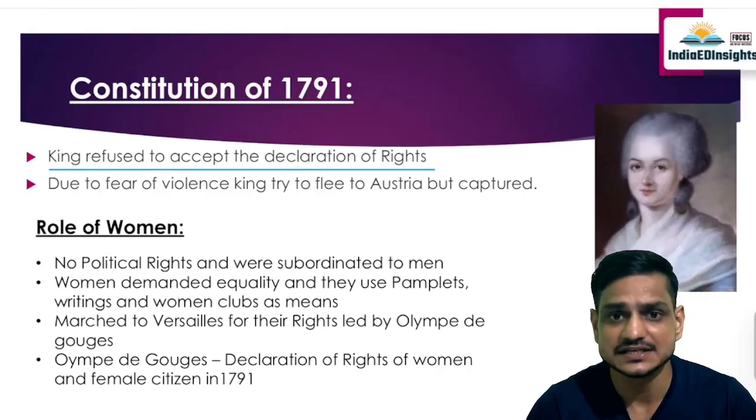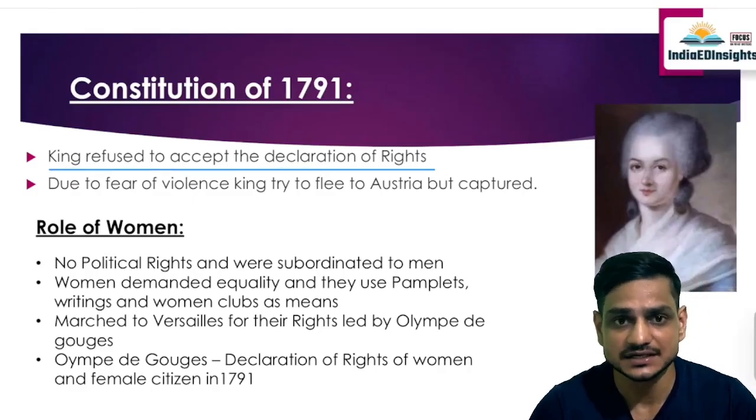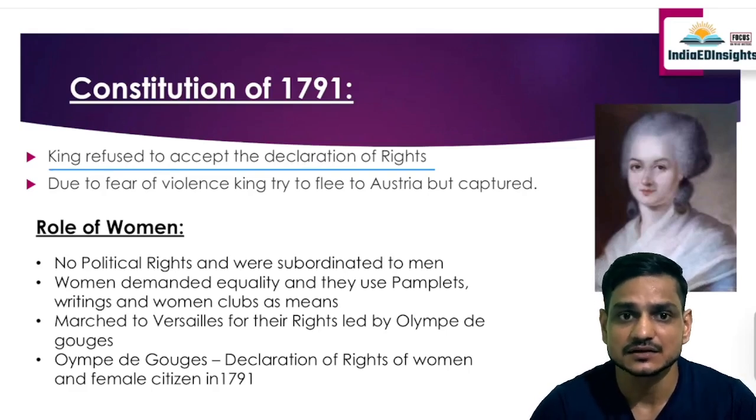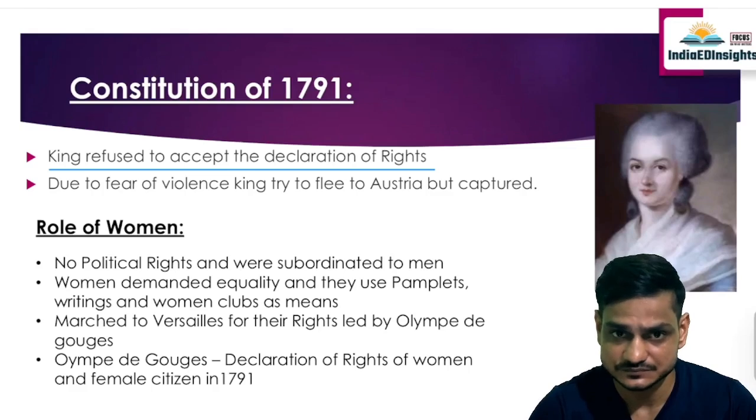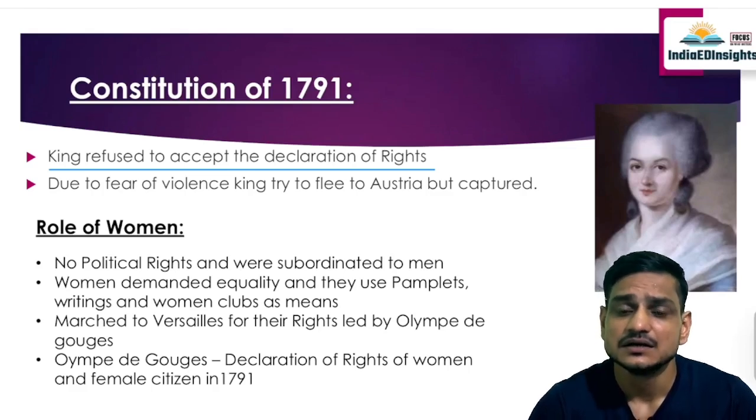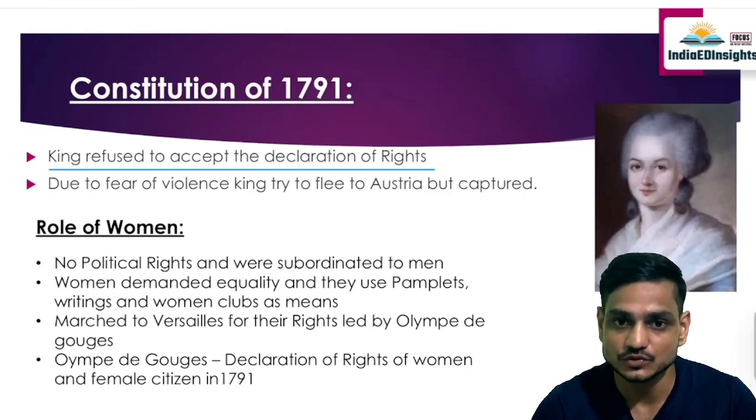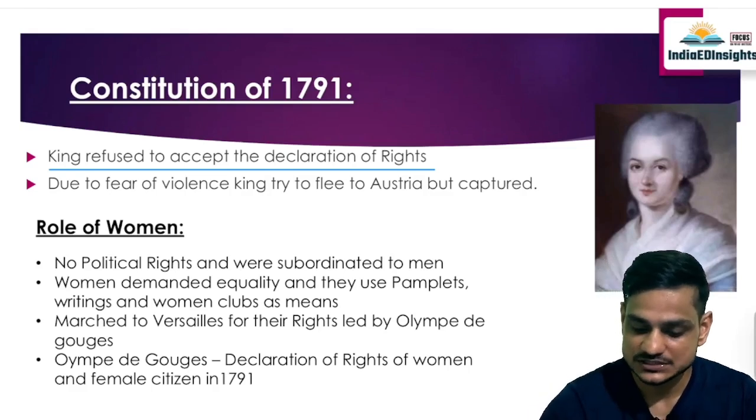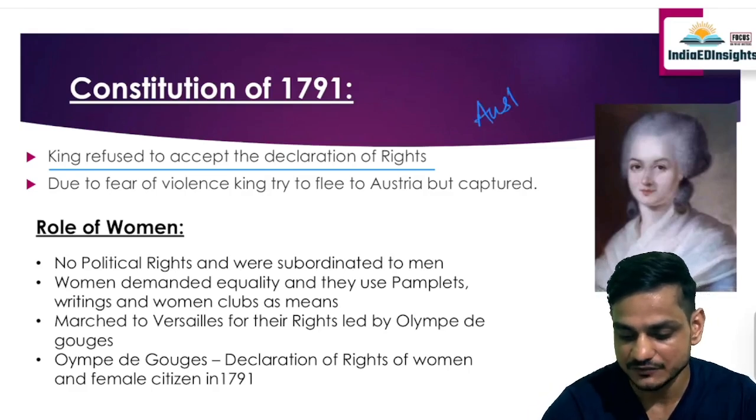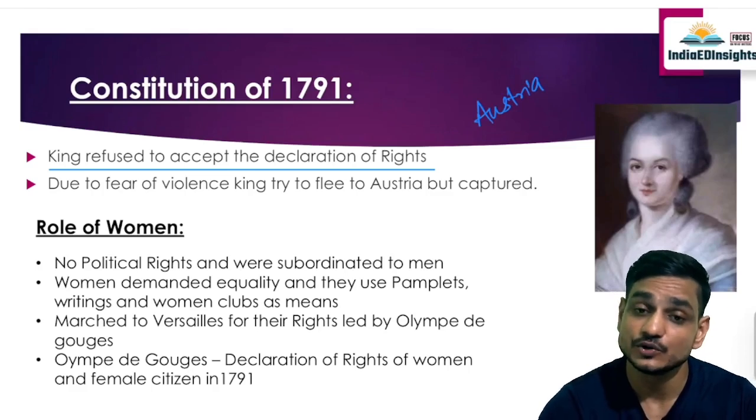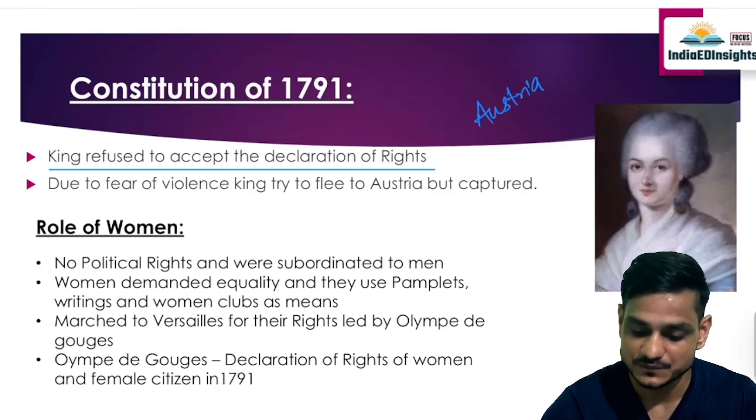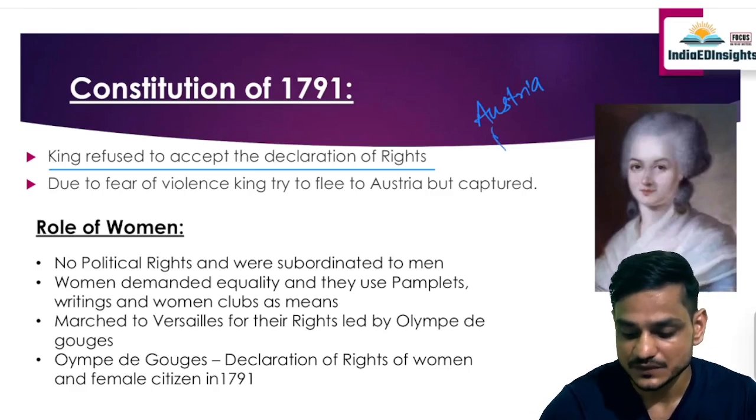Yes. So king said that I will not accept the declaration of rights. So first king refused to accept the declaration of rights. So what happened? We all know that the neighboring countries, we already discussed Europe. In Europe, all over the Europe, there was monarchy, absolute monarchy. So the neighboring countries, for example, Austria, neighboring country of France during the 18th century. So Austria, Prussia.